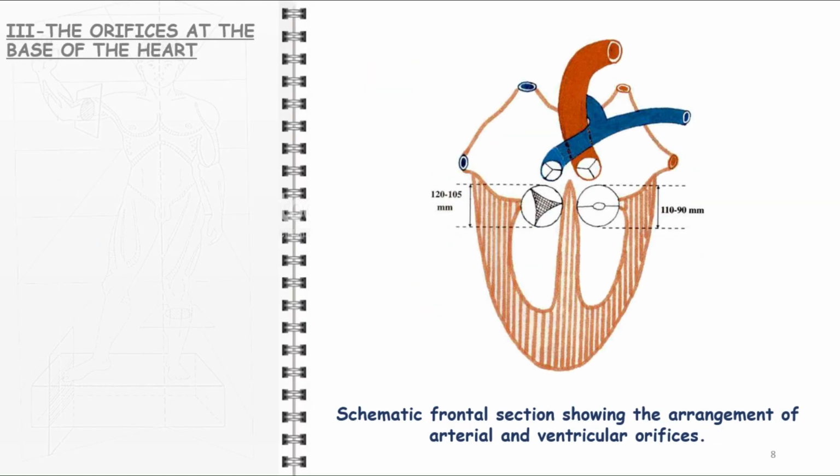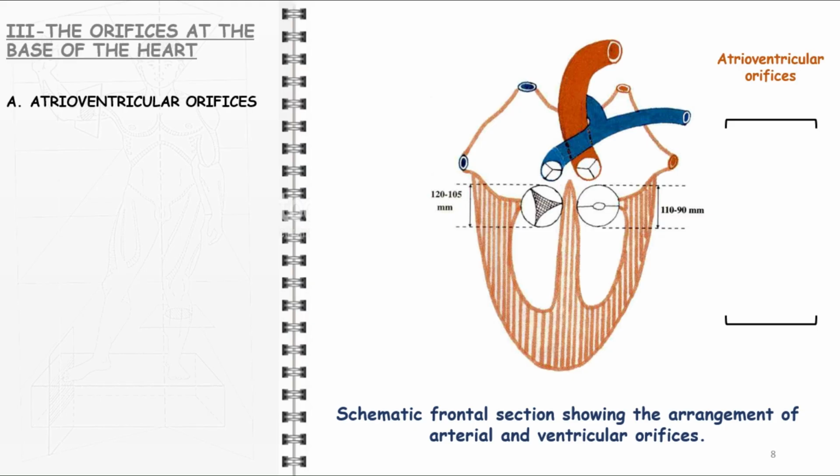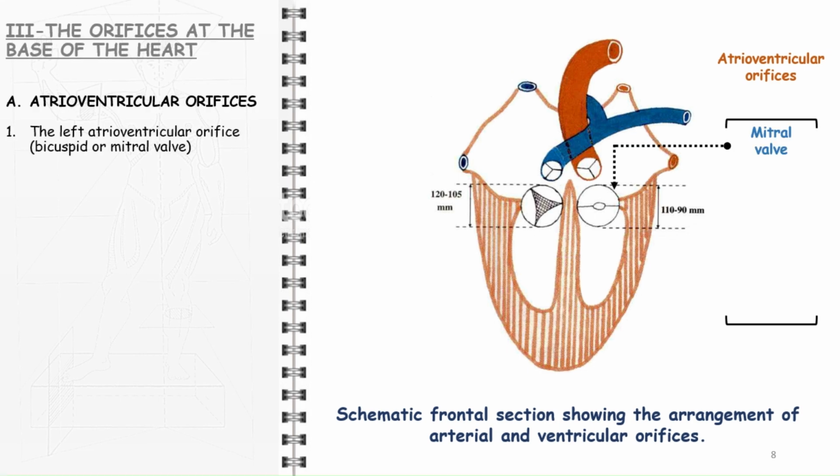In the next chapter of our video, we will detail the orifices at the base of the heart. There are two main types of orifices located at the base of the heart: atrioventricular and arterial. Atrioventricular orifices are the left atrioventricular orifice, also known as the bicuspid or mitral valve, and the right atrioventricular orifice, guarded by the tricuspid valve.